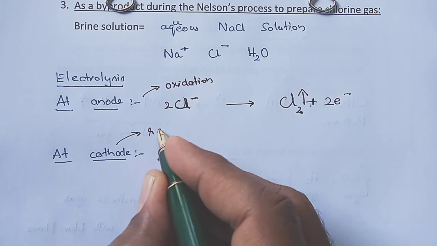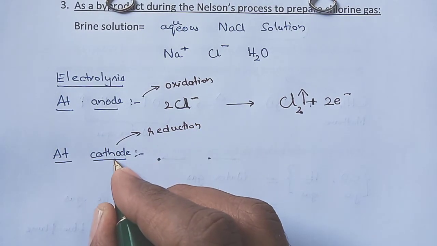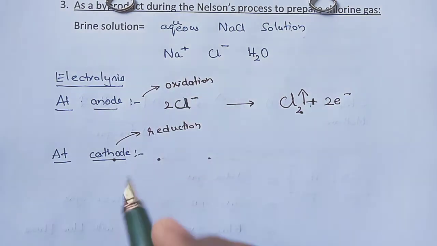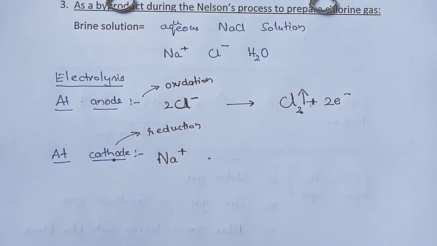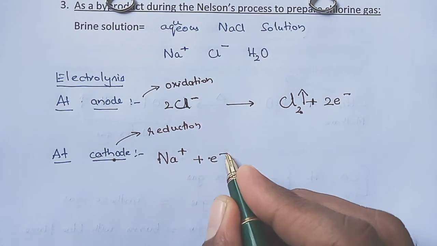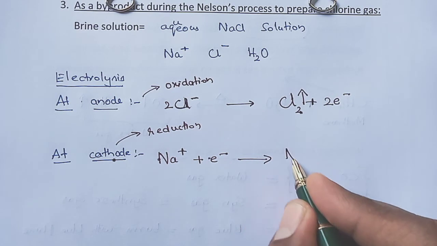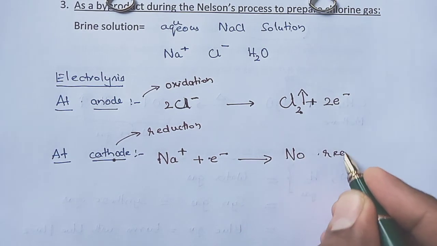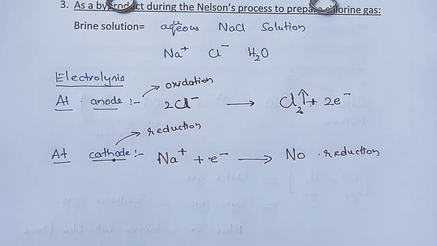At the cathode, reduction should take place. Cathode is the negative electrode. Towards the cathode, the positive ions will be attracted. Therefore Na plus ions approach the cathode. But the thing is, these Na plus ions in aqueous solution do not get reduced. No reduction will take place. They will stay as Na plus only.